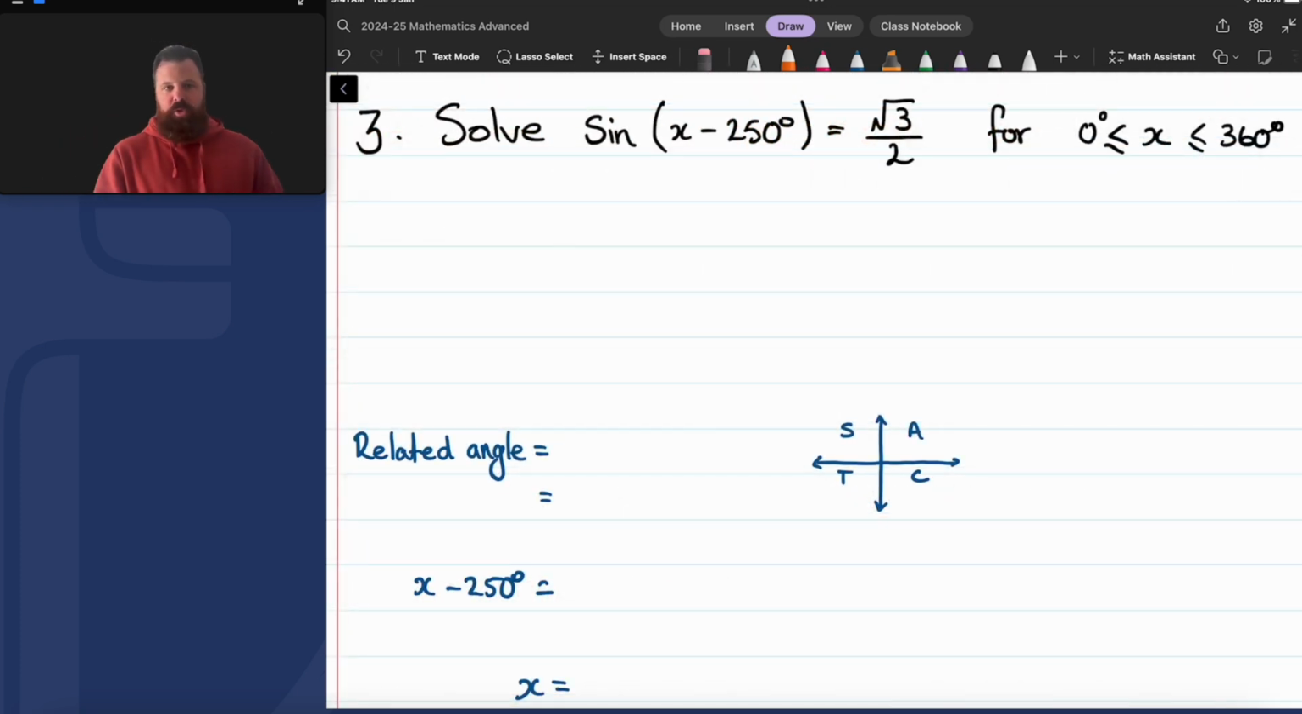All right. Example 3, solve sine of x minus 250 degrees equals root 3 on 2 for 0 to 360. This one's slightly different. This one isn't so much a compression towards or a dilation away from the y-axis. It's a shift. It's literally picking the whole graph up and moving it 250 degrees. So we need to take that consideration on.